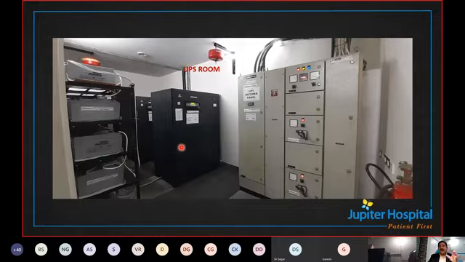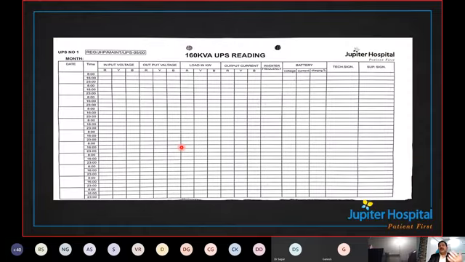So please maintain it, and I am sure that you don't have to replace it soon if you maintain it at 25 degree. Moving ahead. Now this is the way we keep our UPS reading every day. So you need to have a maintenance team who will look into all these things and take care of the input voltage, output voltage.